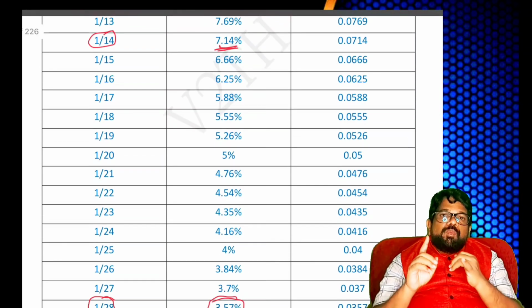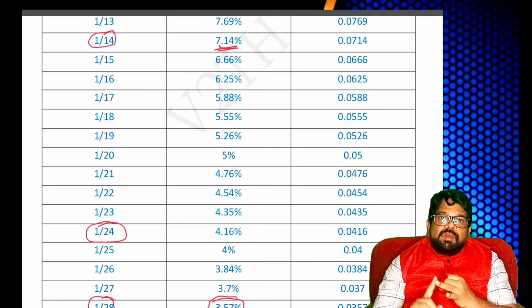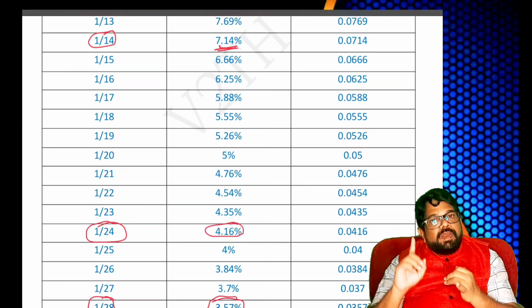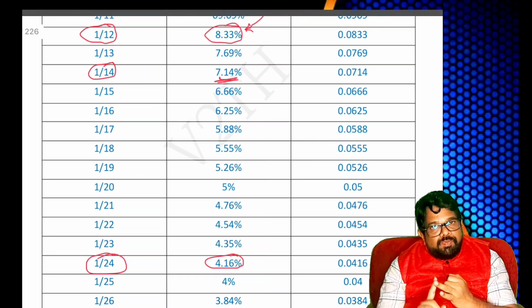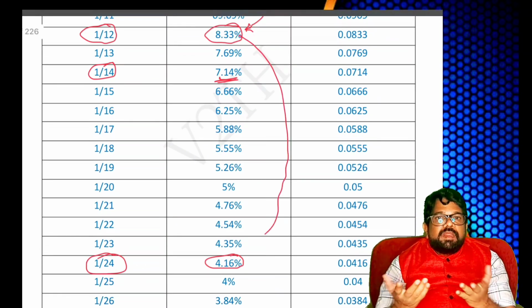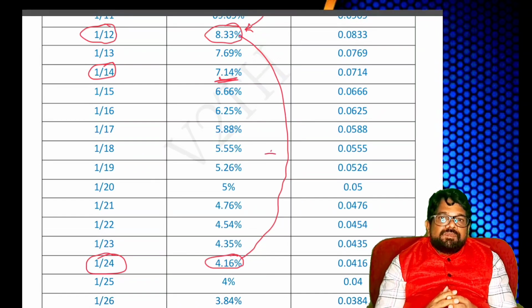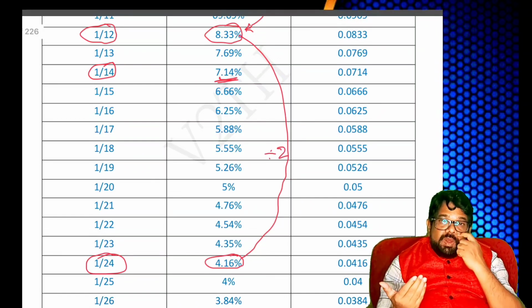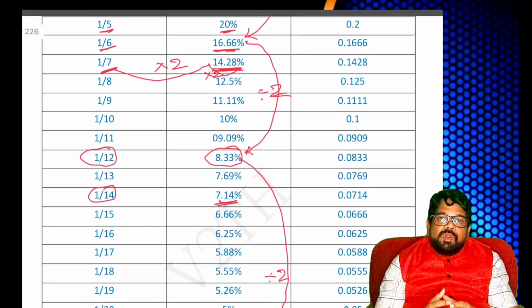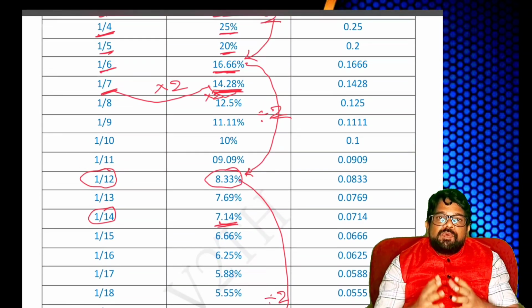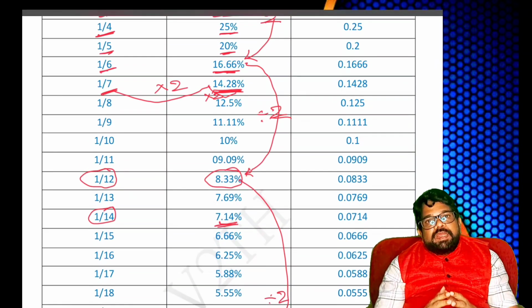So make it as one group. 1 by 6, 1 by 12, 1 by 24. Similarly, 1 by 7, 1 by 14, 1 by 28. Make it as one group very easily. Half, half, half. 1 by 6, half of that 1 by 12, half of that 1 by 24. 1 by 7, half of that 1 by 14, half of that 1 by 28.